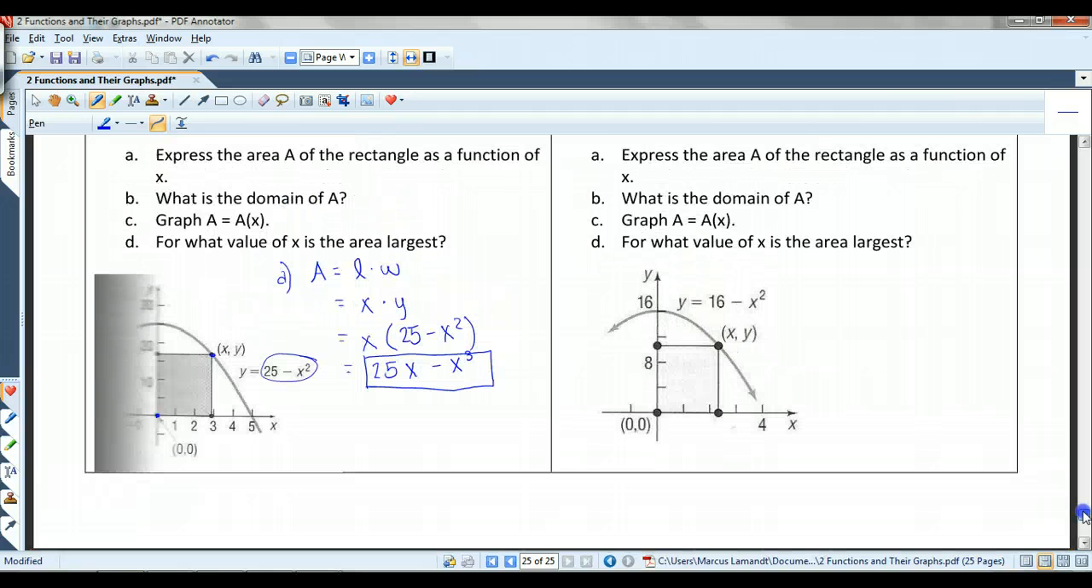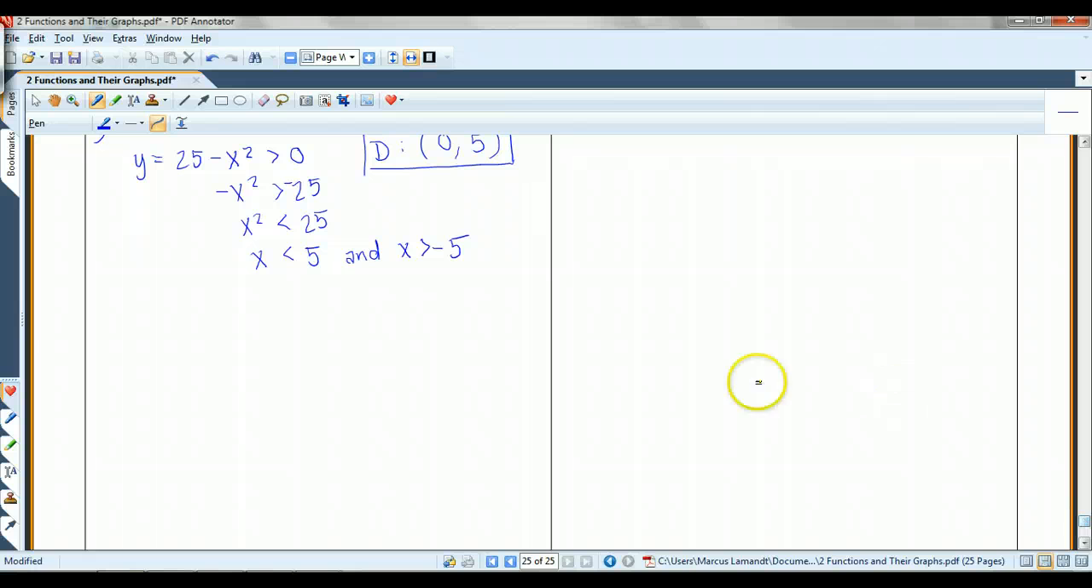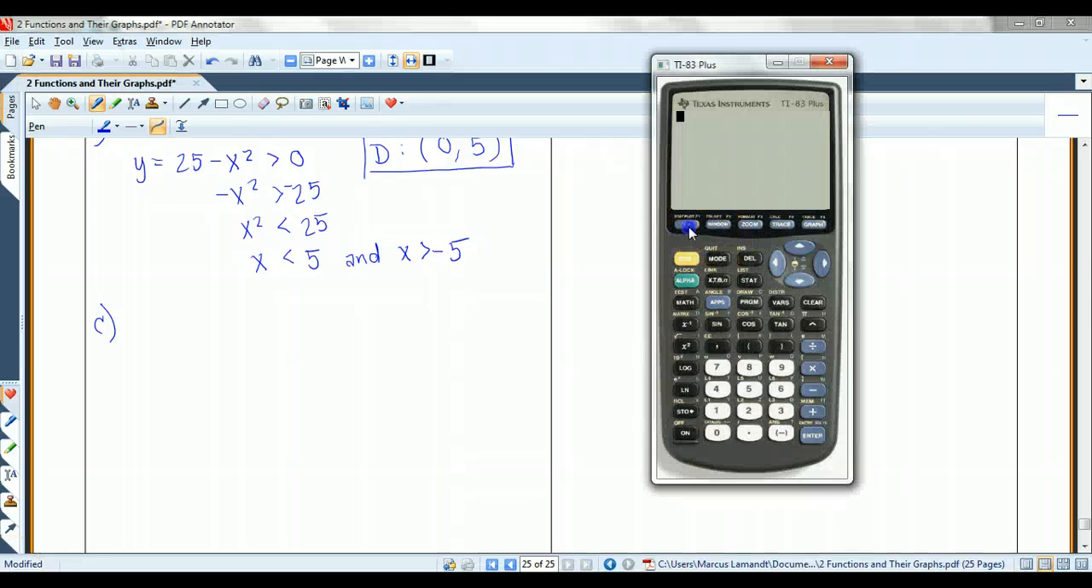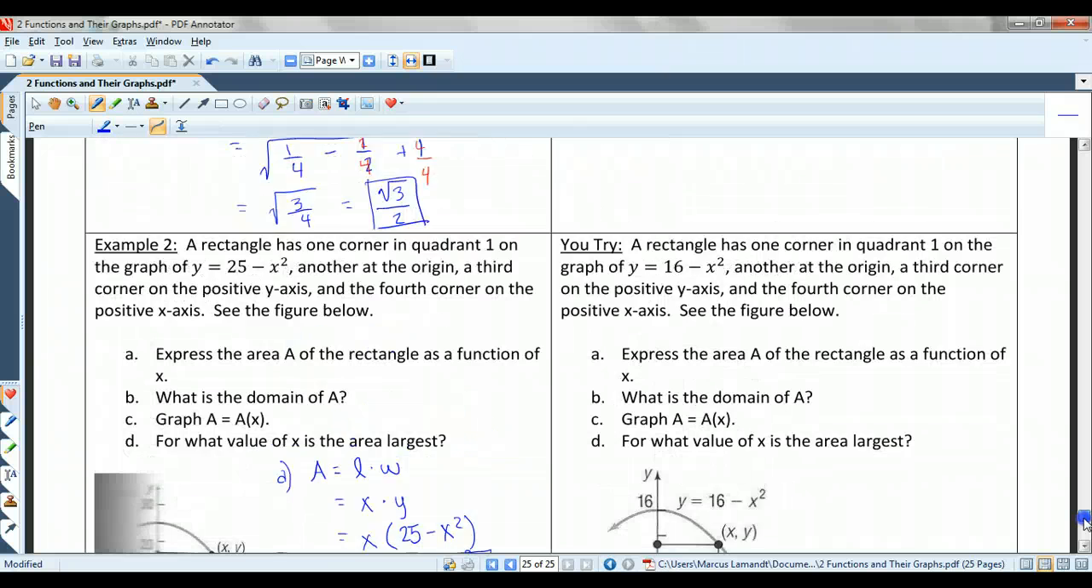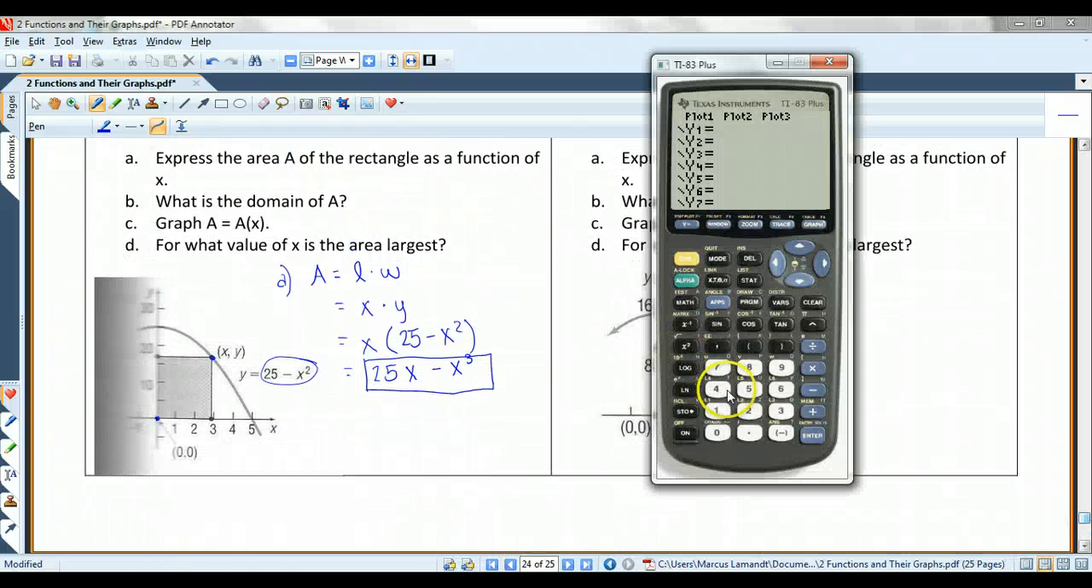Part C says graph A equals A of x. Okay, so I'm going to pull out my calculator. Alright, so I've got y equals, let me scroll up to my equation. There it is. I've got 25x minus x cubed. There we go, graphing it.